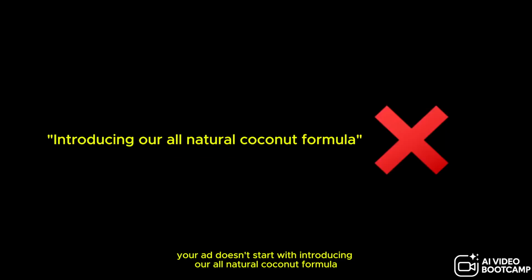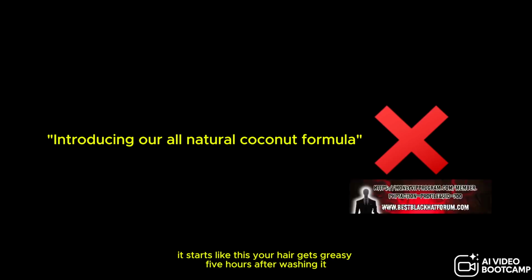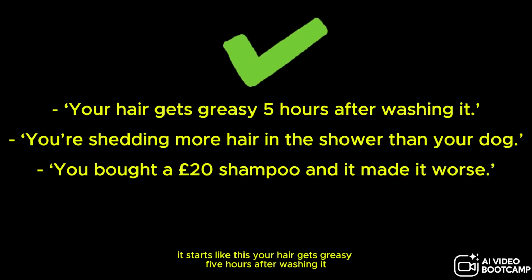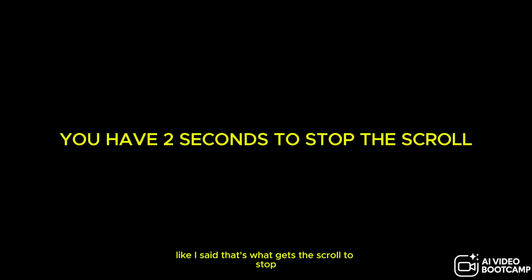Part 1. Open with the pain. You always start with the pain, not the ingredients, not the benefit, the problem your audience already feels. If you're selling shampoo, your ad doesn't start with introducing our all-natural coconut formula. It starts like this. Your hair gets greasy 5 hours after washing it. You're shedding more hair in the shower than your dog. You bought a £20 shampoo and it made it worse. Like I said, that's what gets the scroll to stop. You're not being negative, you're being honest. You're saying, "I see your struggle."